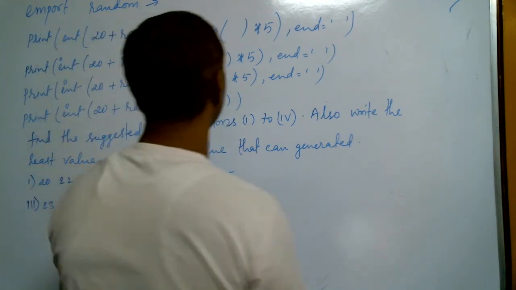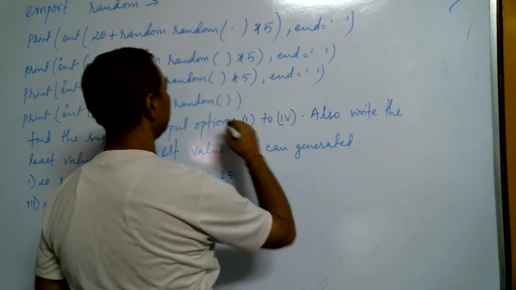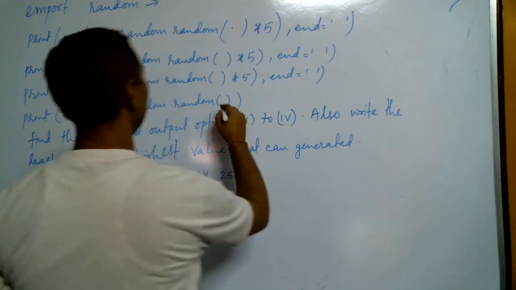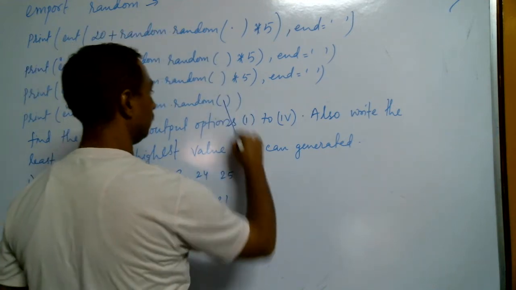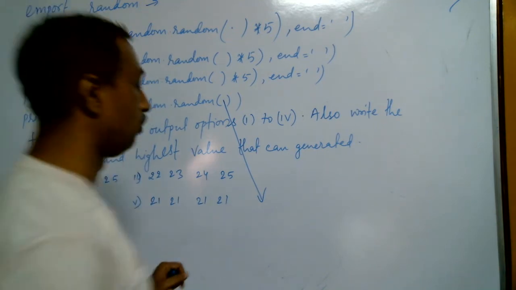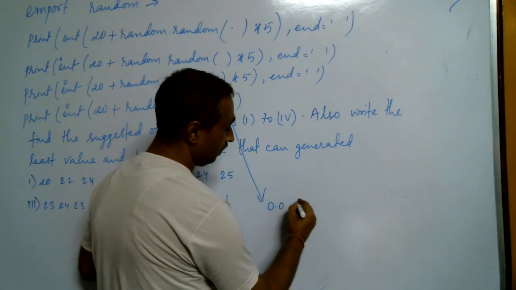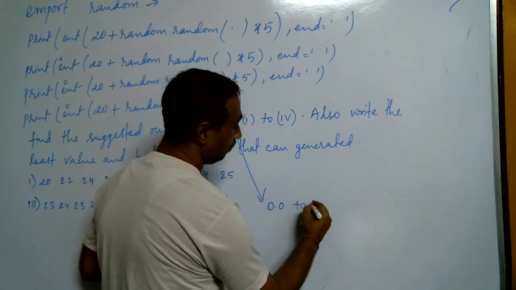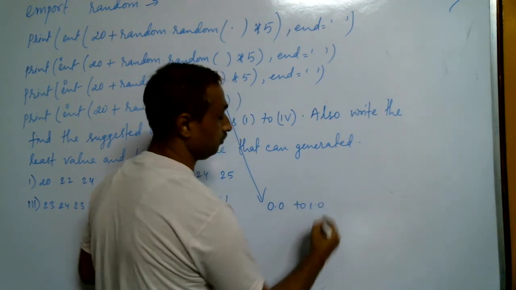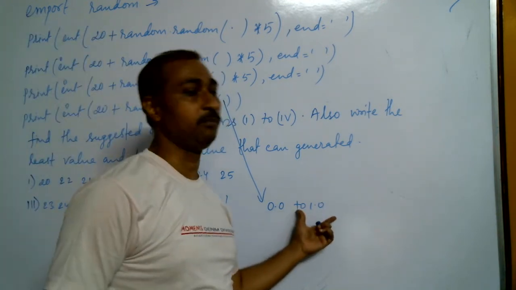This random.random function is going to return a value between 0.0 to 1.0. Between 0.0 to 1.0.